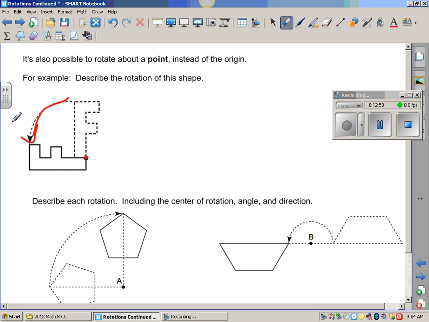So let's see, what can we say about this? We can say that it's very important to talk about where you're rotating. Are you rotating about the origin? Are you rotating about a point? In this case, the black dot, because it's not labeled A, or we don't have any sort of notation on it. So I'm just going to say that the black dot is the center of rotation.